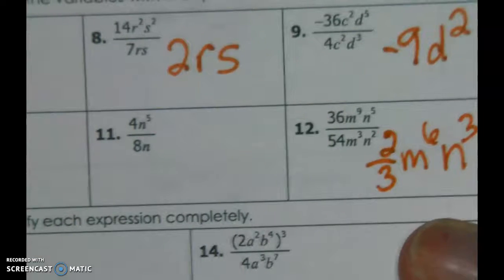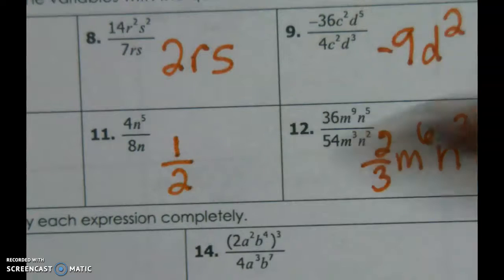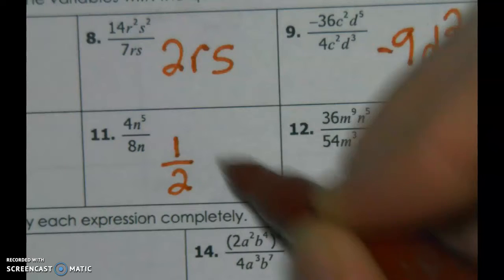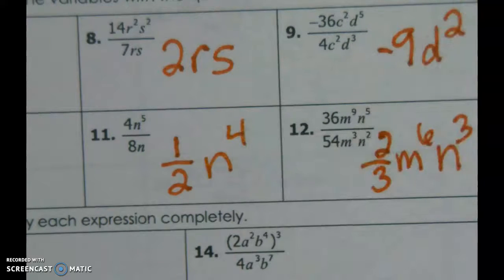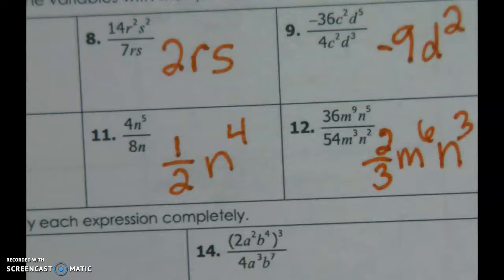Look at this easier one right here. 4 divided by 8 is 1/2. 5 minus the 1 is 4. Ta-da! Now I want you to jump down here to 16.